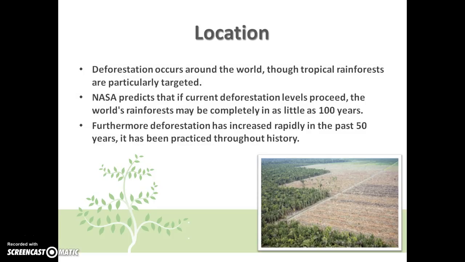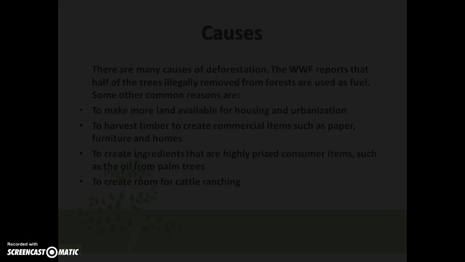The locations. Deforestation occurs around the world, though tropical rainforests are particularly targeted. NASA predicts that if current deforestation levels proceed, the world's rainforest may be completely gone in as little as 100 years. Furthermore, deforestation has increased rapidly in the past 50 years. It has been practiced throughout history.